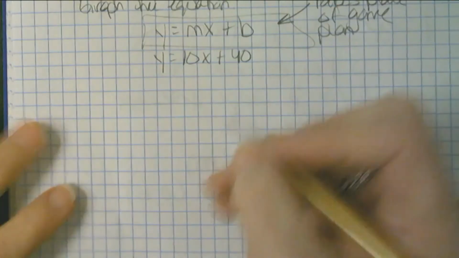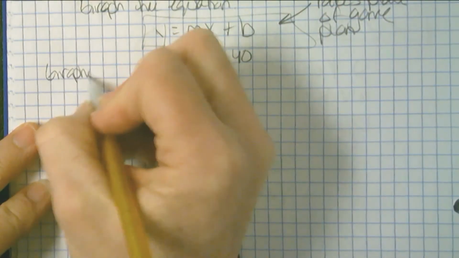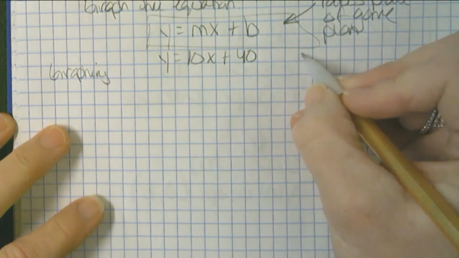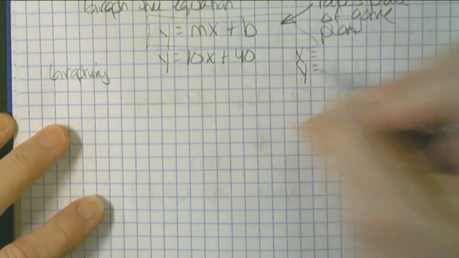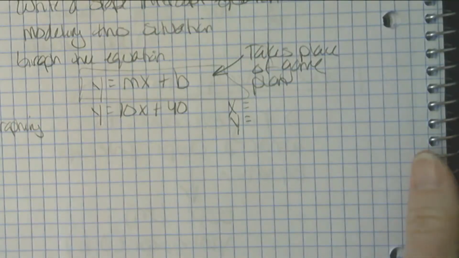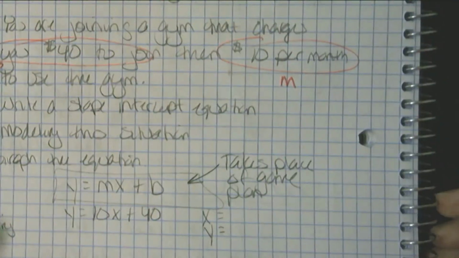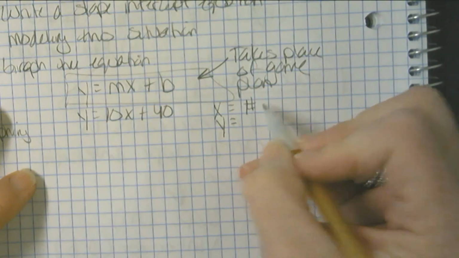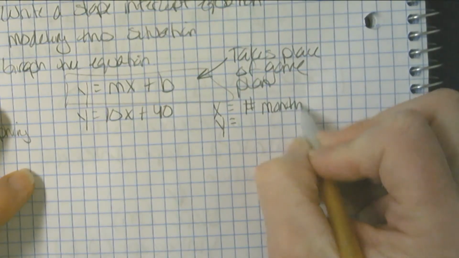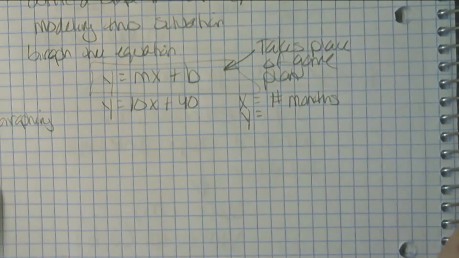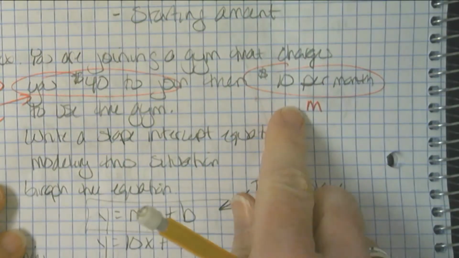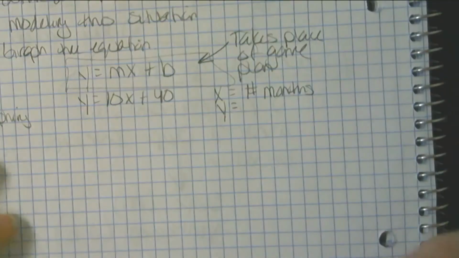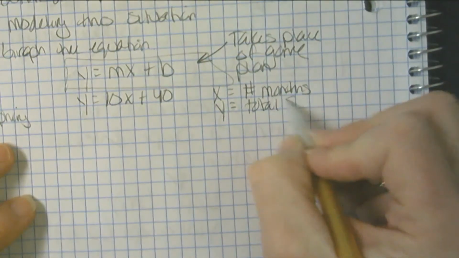All right, so when we're graphing, first of all, I need to know what x stands for and I need to know what y stands for. I should have done that when we wrote our equation. What information does x stand for here? If our rate is $10 per month, what does x stand for? Chris? Number of months? Yep, number of months. What does y stand for here? I have my cost per month. I have $40 to join. So what does y stand for here? Charlotte? That's our total cost.